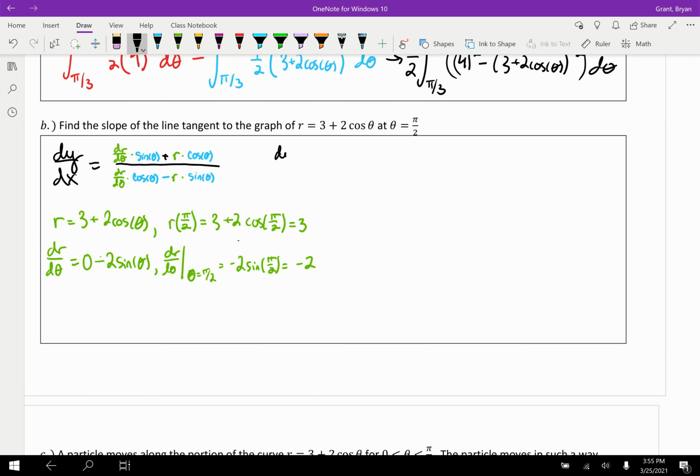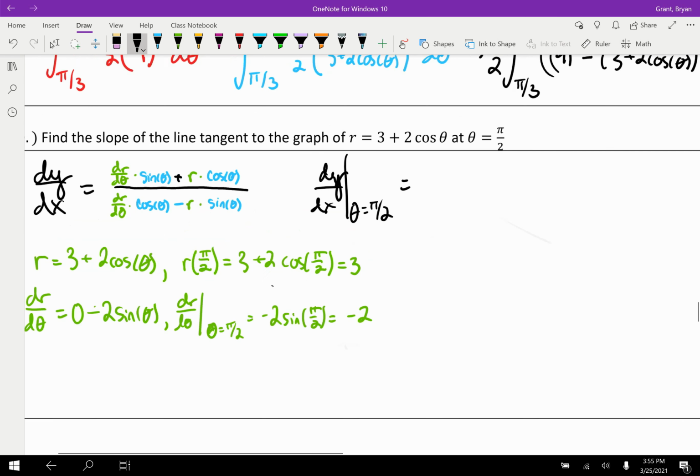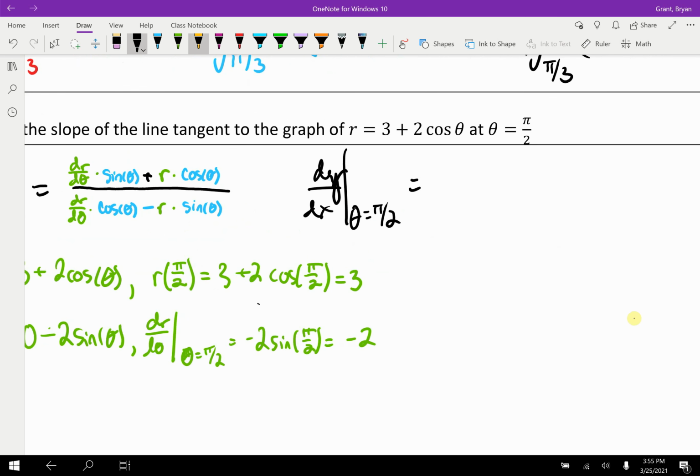So we're going to find the value of dy dx evaluated at theta equals pi over 2. Well, dr d theta at pi over 2 we found is negative 2. Sine of pi over 2 is 1. Right? Can you see we're just filling in each piece here? R at pi over 2 is 3. Cosine of pi over 2 is 0. So generally they choose numbers that cause half of this to cancel, either 0, pi over 2, pi, so the math isn't usually too awful.